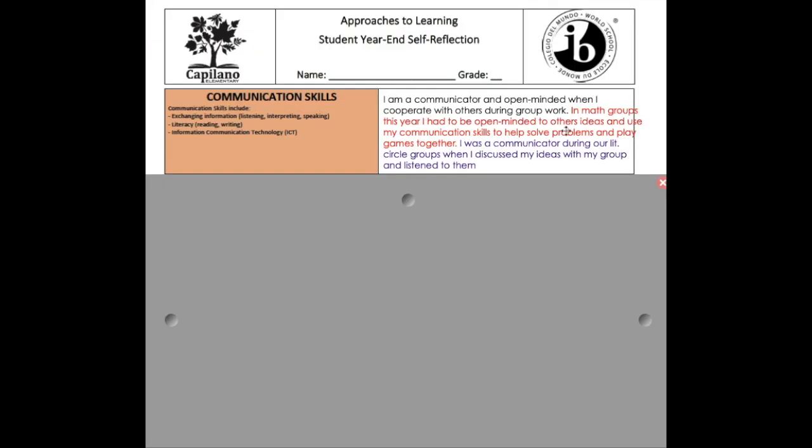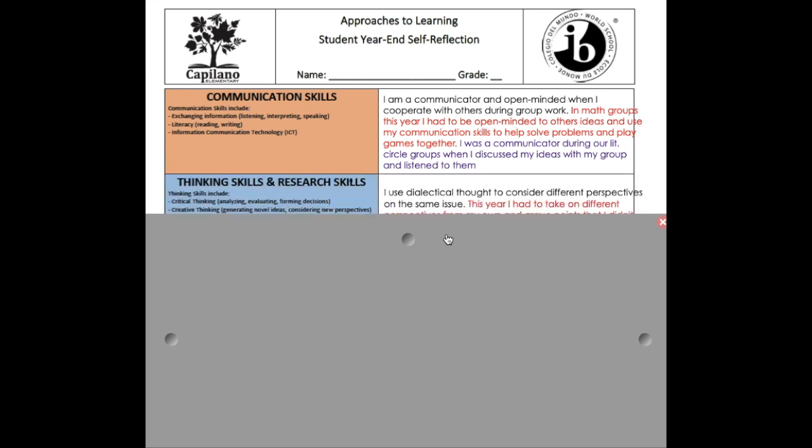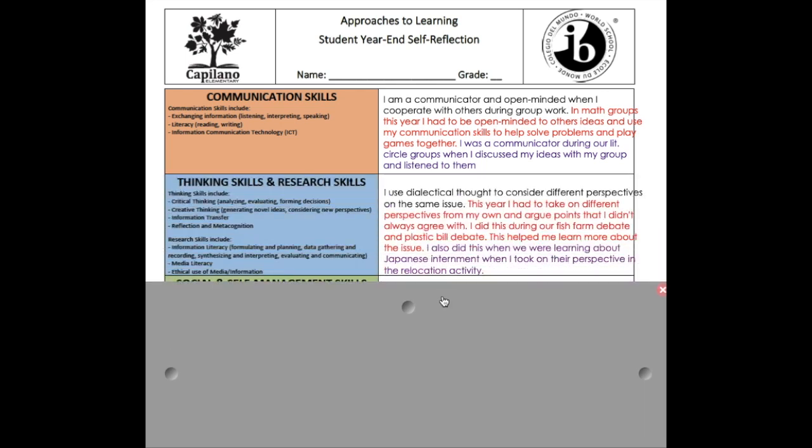The red sentence is an example of how I did it in math groups. So in math groups this year, I had to be open-minded to others' ideas and use my communication skills to help solve problems and play games together. Then I have another example of how I use my communication skills. I was a communicator during our Lit Circle groups when I discussed my ideas with my group and I listened to them. So I took this one sentence and I added 2 of my own to show evidence of how I did this.